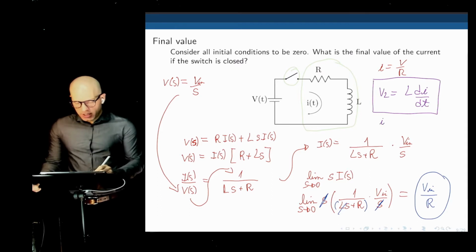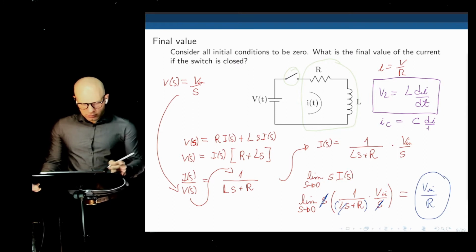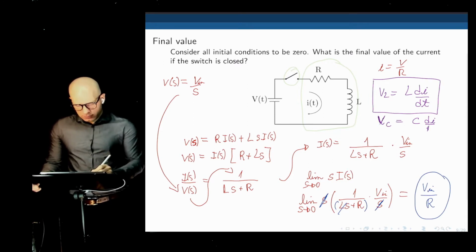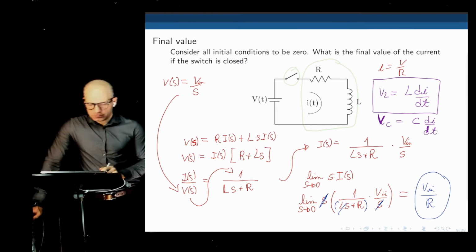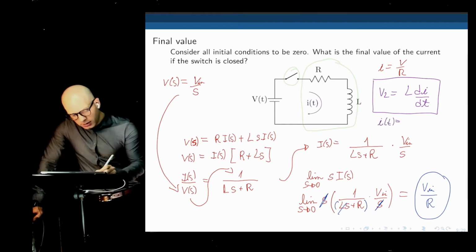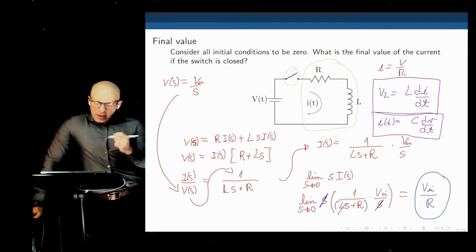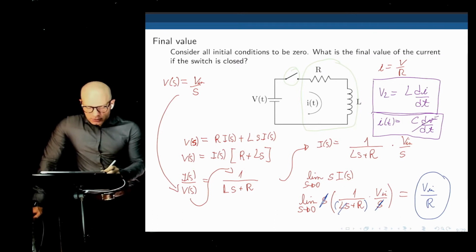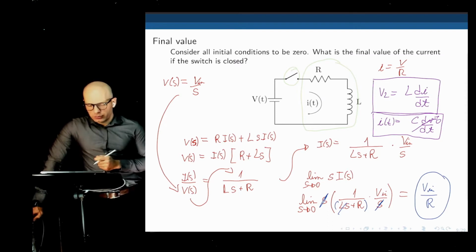What is the current across the capacitor? Sorry, I wrote this the other way. The current across the capacitor is C dV/dt. This holds all the time. If we are dealing with DC, then this is 0, and there is no current flowing through the capacitor.